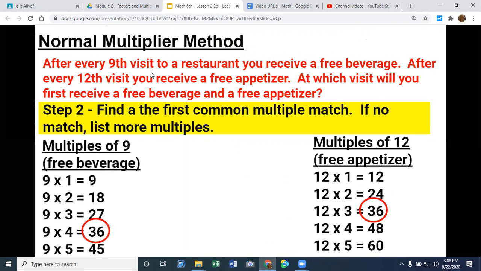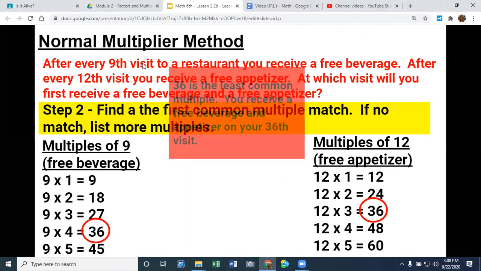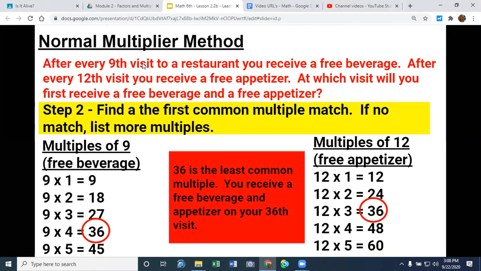There it is. 36 is a match for both 9 and 12. So the 36th day is the first time he gets a free beverage and a free appetizer. So 36 is the least common multiple. You receive a free beverage and appetizer on your 36th visit.